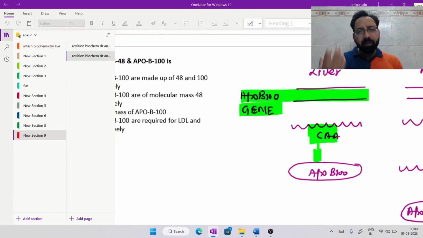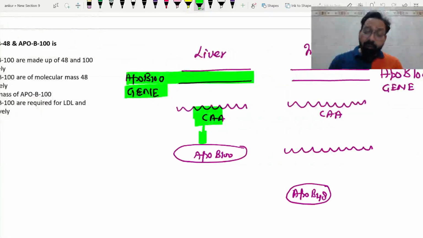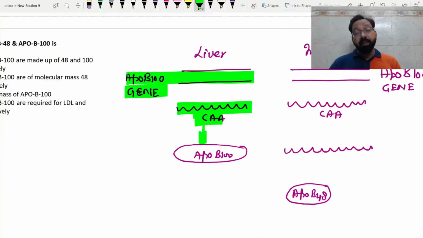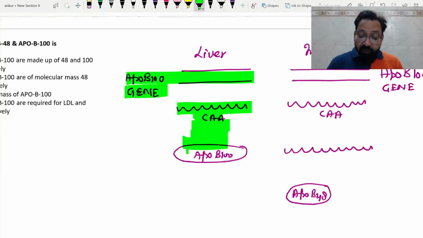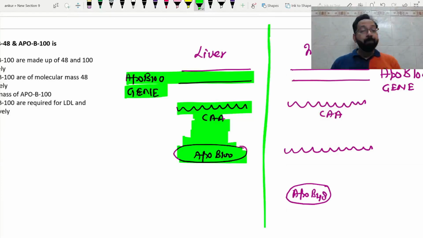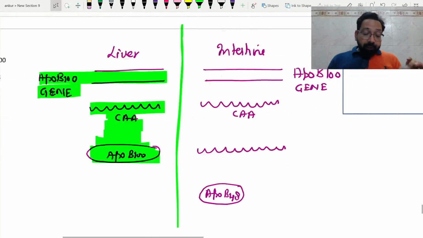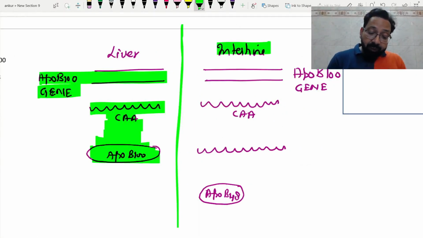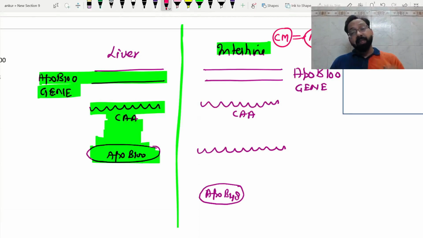In fact, I searched for ApoB100 messenger RNA, and I found that this gene in the liver cell synthesizes messenger RNA for ApoB100. When this messenger RNA synthesizes protein, it will synthesize ApoB100. Nothing new, you all know. In the intestine, you all know there is synthesis of chylomicron. Chylomicron contains ApoB48. ApoB48 is a protein, and protein is synthesized from a gene.